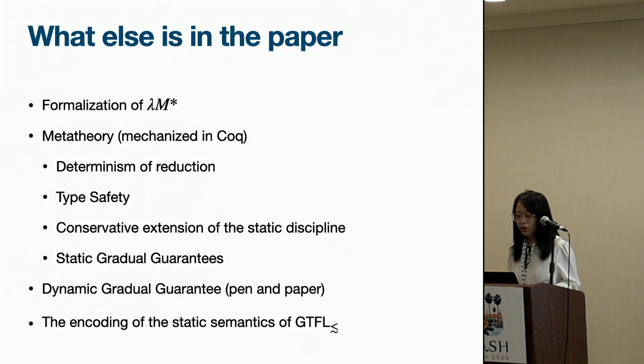There are more in the paper. You can have a look if you want. So we have the formalization of lambda m star, and its metatheory, which is proven in Coq. The main theorems are about determinism of reduction, type safety, conservative extension of the static discipline, and the static gradual guarantee. We also have the dynamic gradual guarantee proven on paper. And also we encode the static semantics of GTFL, which is the calculus from abstracting gradual typing.